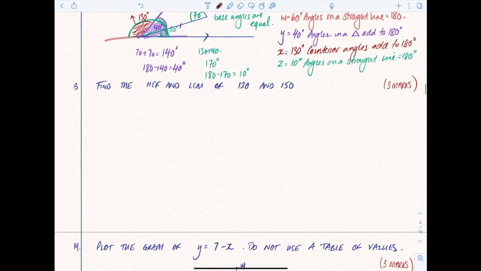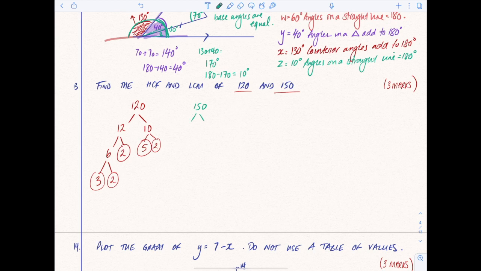Okay, next one, highest common factor, lowest common multiple. So I'm going to do this using a Venn diagram and prime factor tree. So the first thing I'm going to do is 120. And I'm going to split that down into 12 and 10. 12 breaks down into 6 and 2. Circle that because it's a prime. 6 breaks down to 3 and 2. They're both primes. 10 breaks down to 5 and 2. They're both primes. And now do the same for 150.